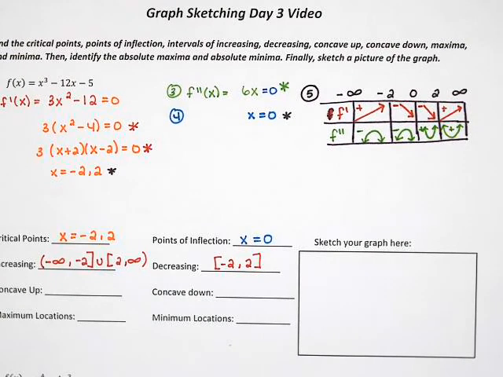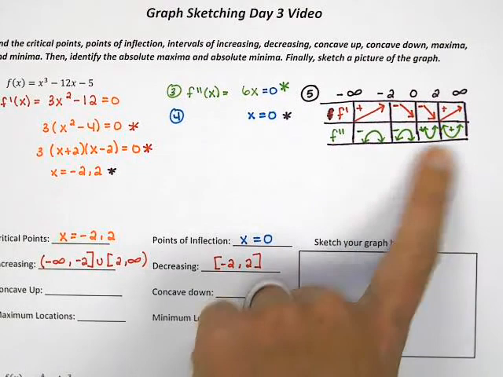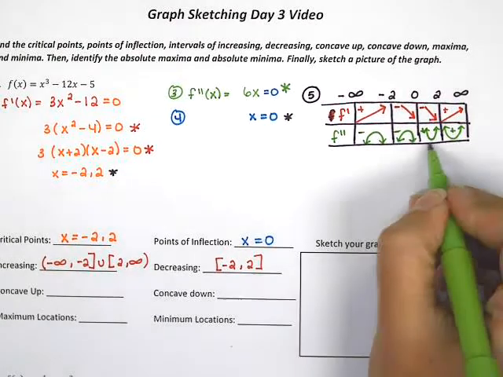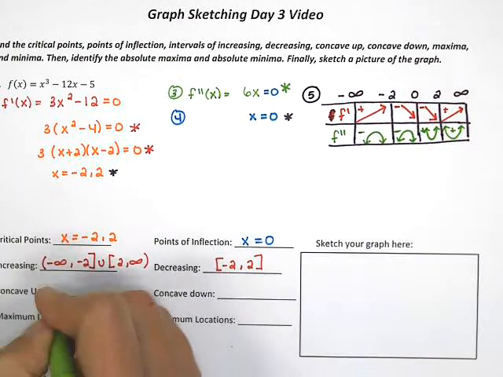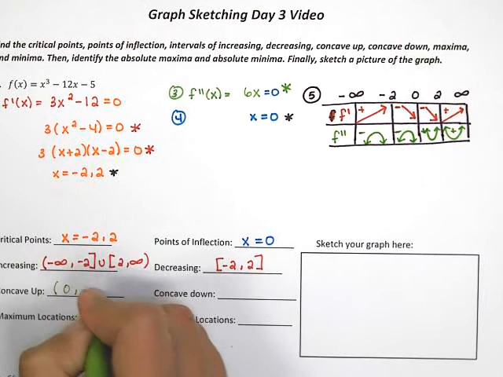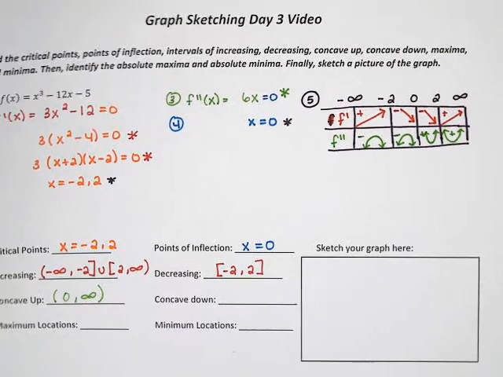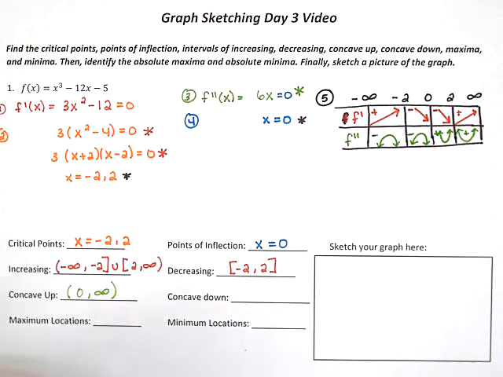Next, I'm going to look at concavity. For this, I'm going to use the second row of my table. Concave up would be wherever my second derivative was positive. In this case, these last two sections were both concave up, so I would combine that and make one big section from 0 to infinity. Concave down would be the first two sections, so I'm going to combine that and make it one big section from -infinity to 0.